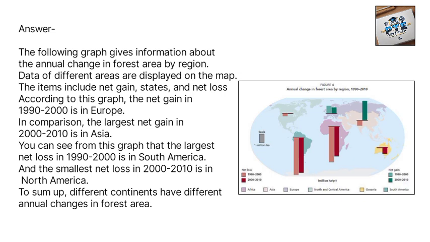In comparison, the largest net gain in 2000 to 2010 is in Asia. You can see from this graph that the largest net loss in 1990 to 2000 is in South America, and the smallest net loss in 2000 to 2010 is in North America. To sum up, different continents have different annual changes in forest area.